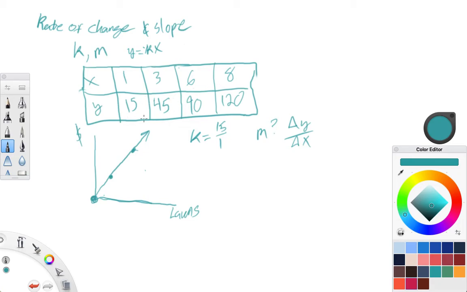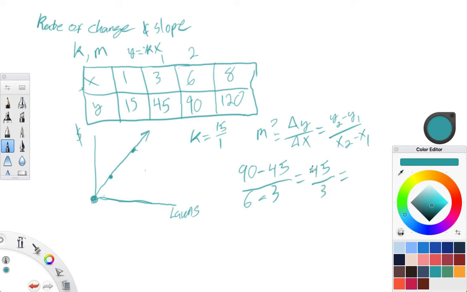And for this one, it doesn't matter which 2 points, I'm going to take the 90 and the 45. Okay, these are both of my y values, and I have to take the corresponding x's. So change in y over change in x is the same thing as y2 minus y1 over x2 minus x1. Okay, this is all slope. So let's say that this is point 2 and this is point 1. So y2 would be 90, y1 would be 45, so I'm going to do 90 minus 45, divided by my x2, which has to go with my y2, so that's 6, minus my x1, which has to go with my y1, so 3. Well, that's going to give me 45. 90 minus 45 is 45, and 6 minus 3 is 3. So 45 over 3 is 15, which was the same as our k.